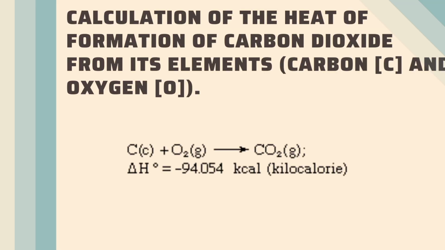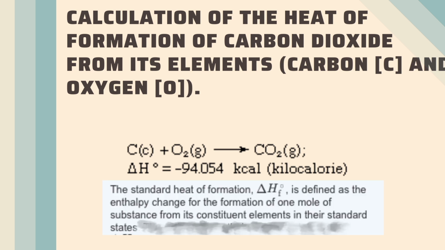Hess's Law is exemplified by the calculation of the heat of formation of carbon dioxide from its elements, carbon and oxygen. This reaction is represented by C(s) + O2(g) to form CO2(g). In the equation, s and g denote solid (crystalline) and gaseous respectively, and delta H degree is the heat of formation. Heat of formation is defined as the enthalpy change for the formation of 1 mole of substance from its constituent elements in their standard state.